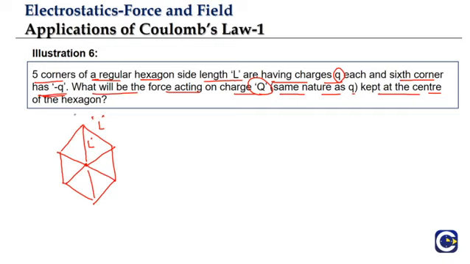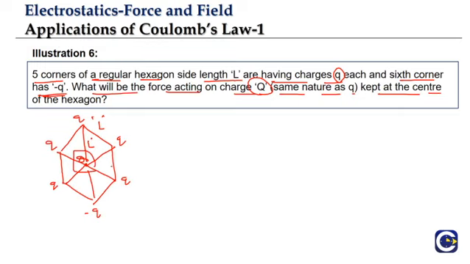So what we are given here is 5 corners having charge q each. The 6th corner is having minus q. The 6th corner is not having q, it is having minus q. At the center we have a capital Q charge. We need to find the force acting on the center charge.